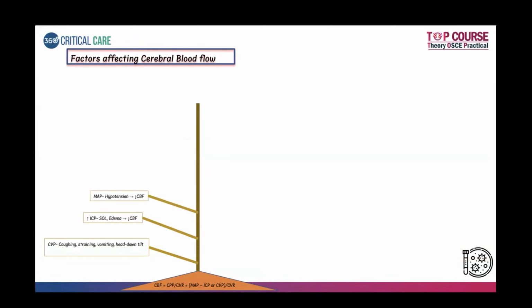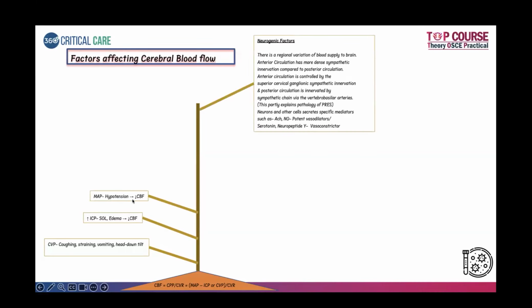Mean arterial pressure, not rocket science. So if the patient is hypotensive, there will be low cerebral blood flow. Now, the other factors that govern this are something called the neurogenic factors. So neurogenic factors are important.